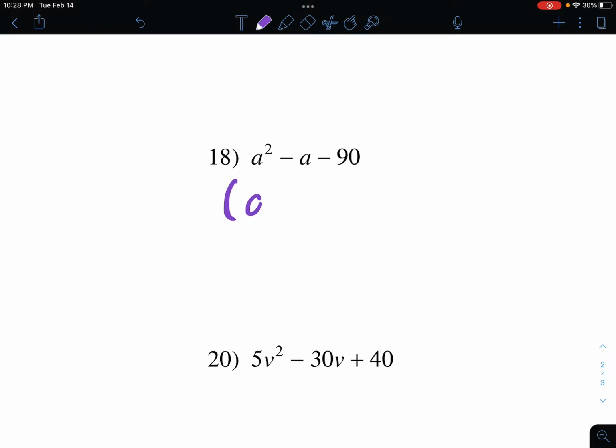Wow, we've already done 90. So we know the two numbers that it's going to multiply, of course, are 9 and 10, right? Because as we talked about a minute ago, 9 times 10 is 90. But this time it's going to be a negative 10 and a positive 9, right? Because negative 10a plus 9a is negative 1a. And negative 10 times positive 9 is a negative 90.